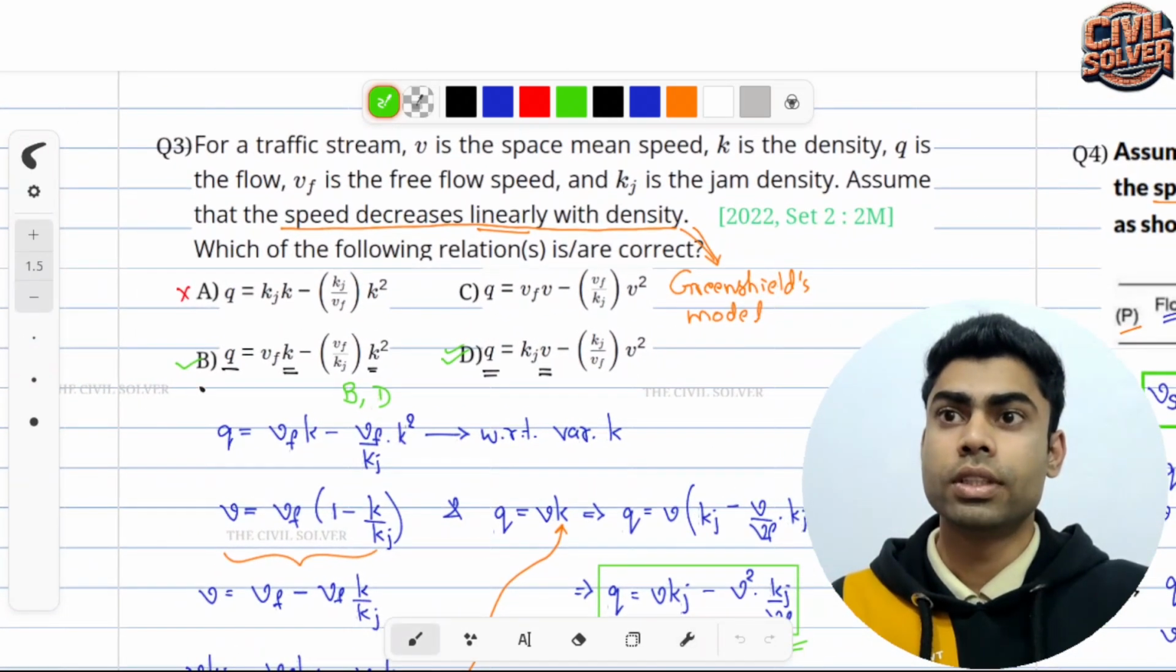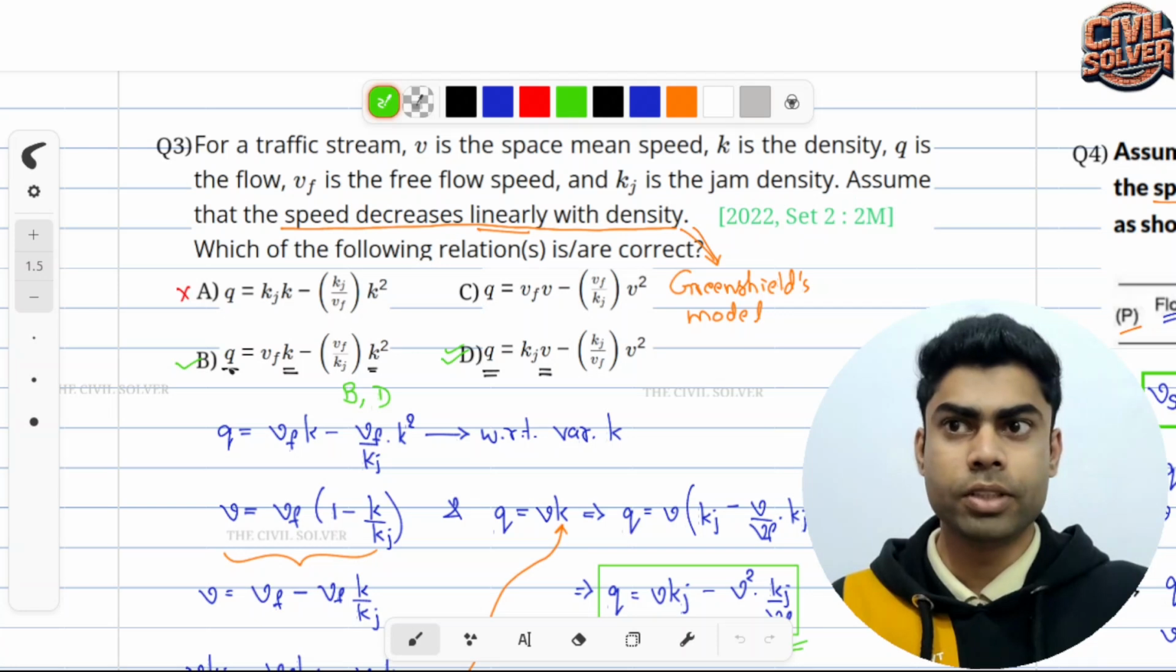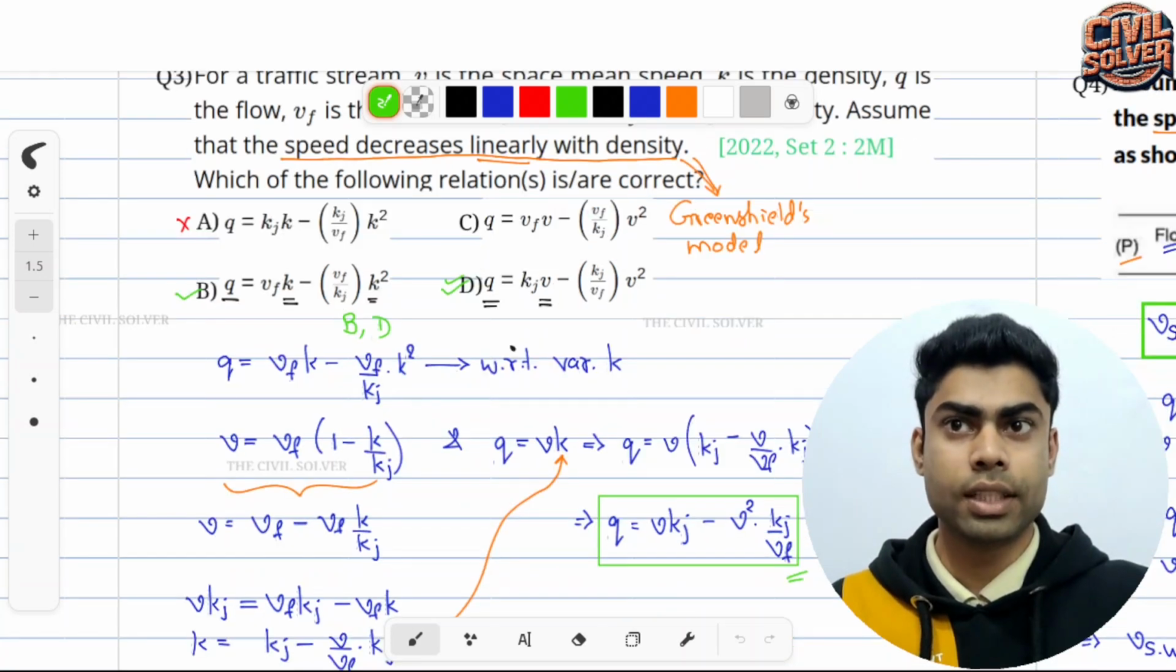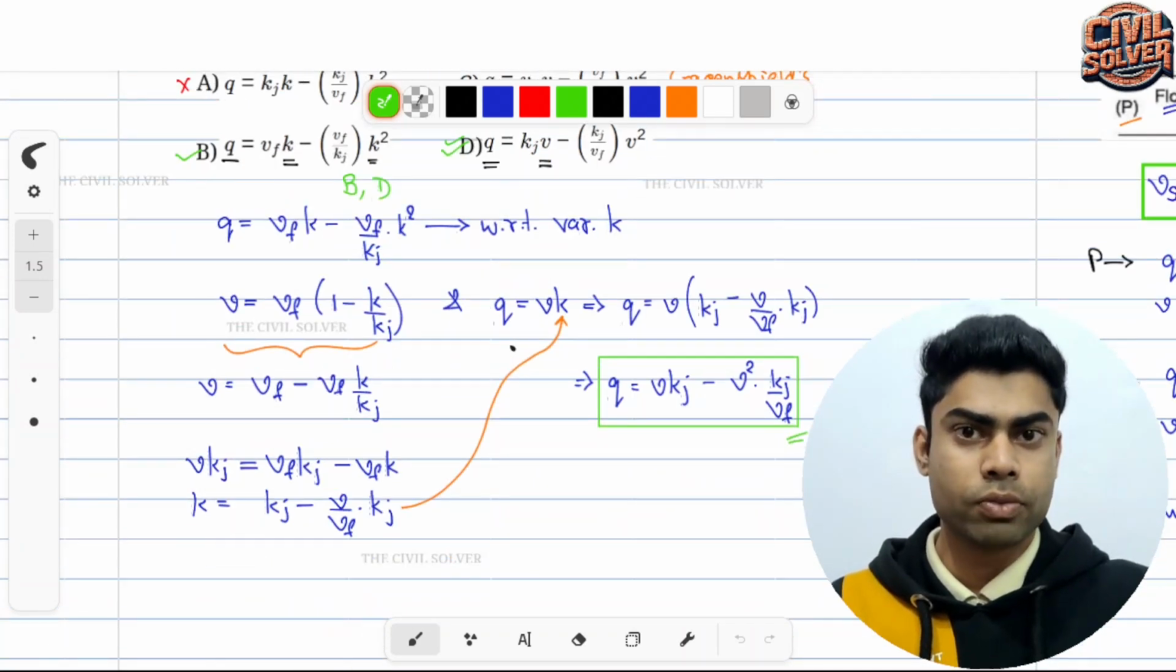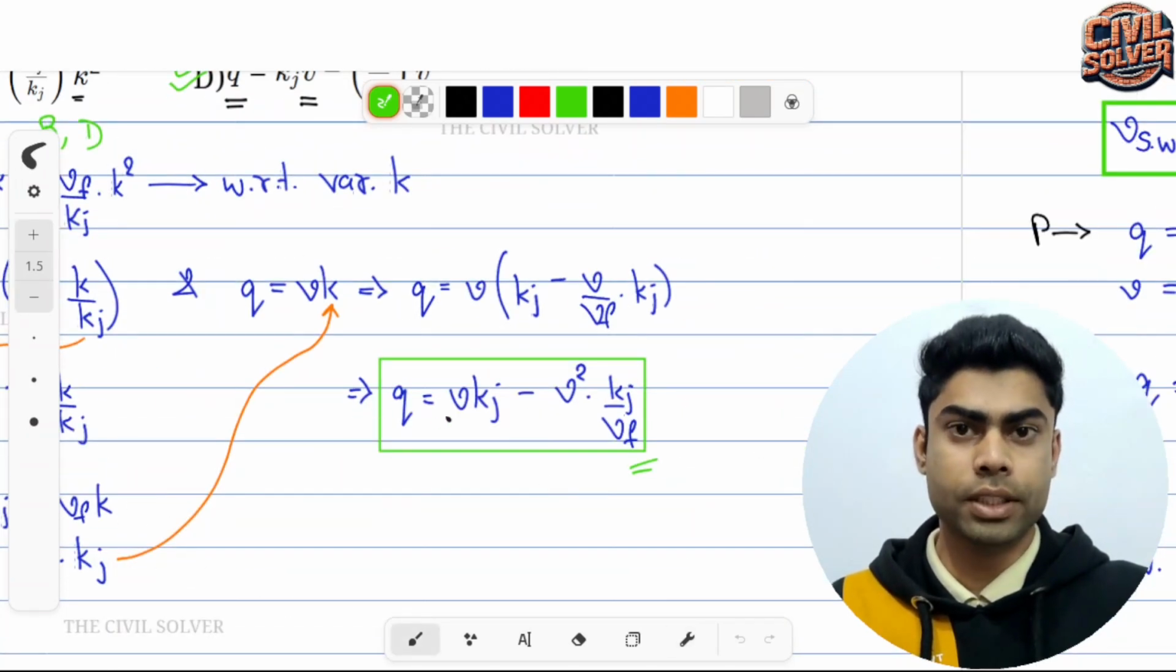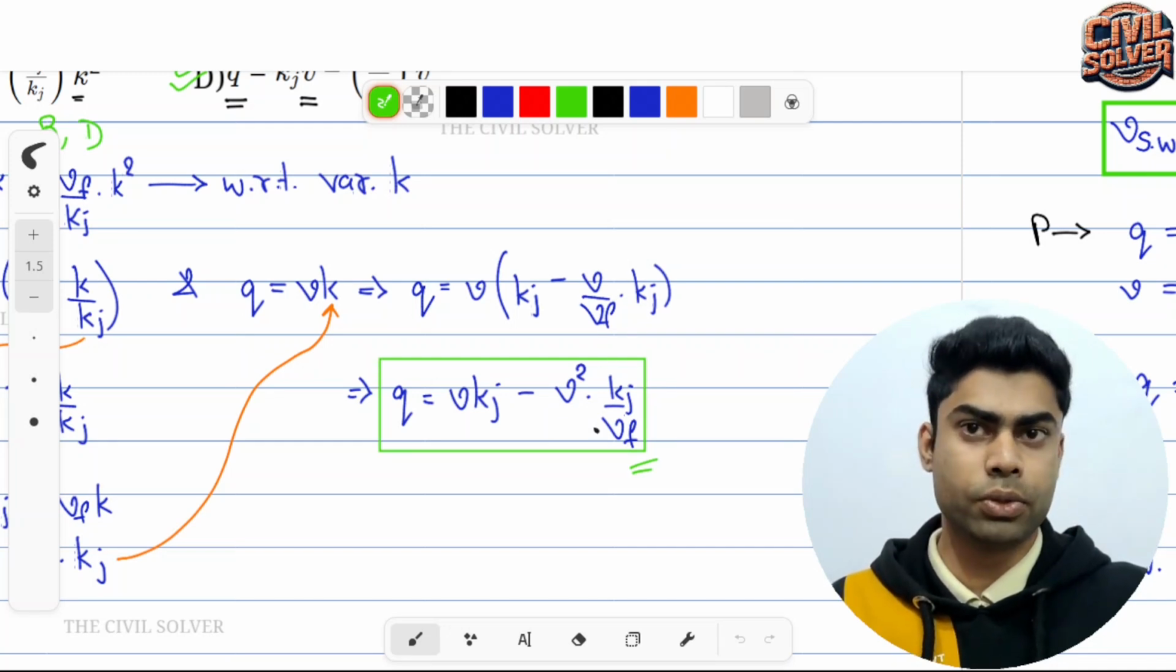The third question was about establishing the relationship between flow and density plus flow and speed. And guys, we are going to use this relation in a later part of this video, because we're going to need this relation between flow and speed, which is Q is equal to V Kj minus V square Kj by Vf. Since we have already derived it in part 1 of this series, I will simply directly use this formula and copy it from here and paste it over that question.